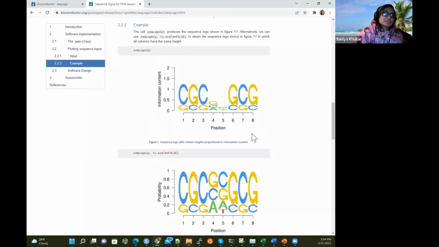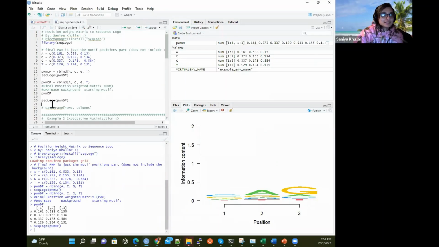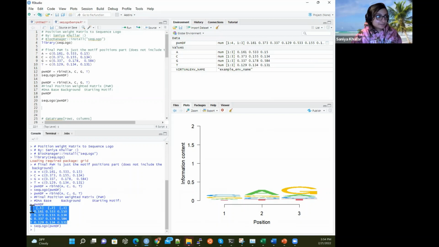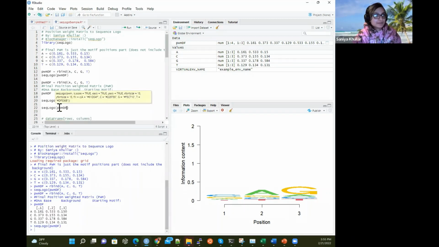But if we look at the information content, by default, IC.scale is true. So it's showing information content. If we do IC.scale equals false, it will show the probability. So if you want to see the probabilities instead, this is the information content here. For this first example, I can just do seqLogo, PWMDF, and then IC.scale.